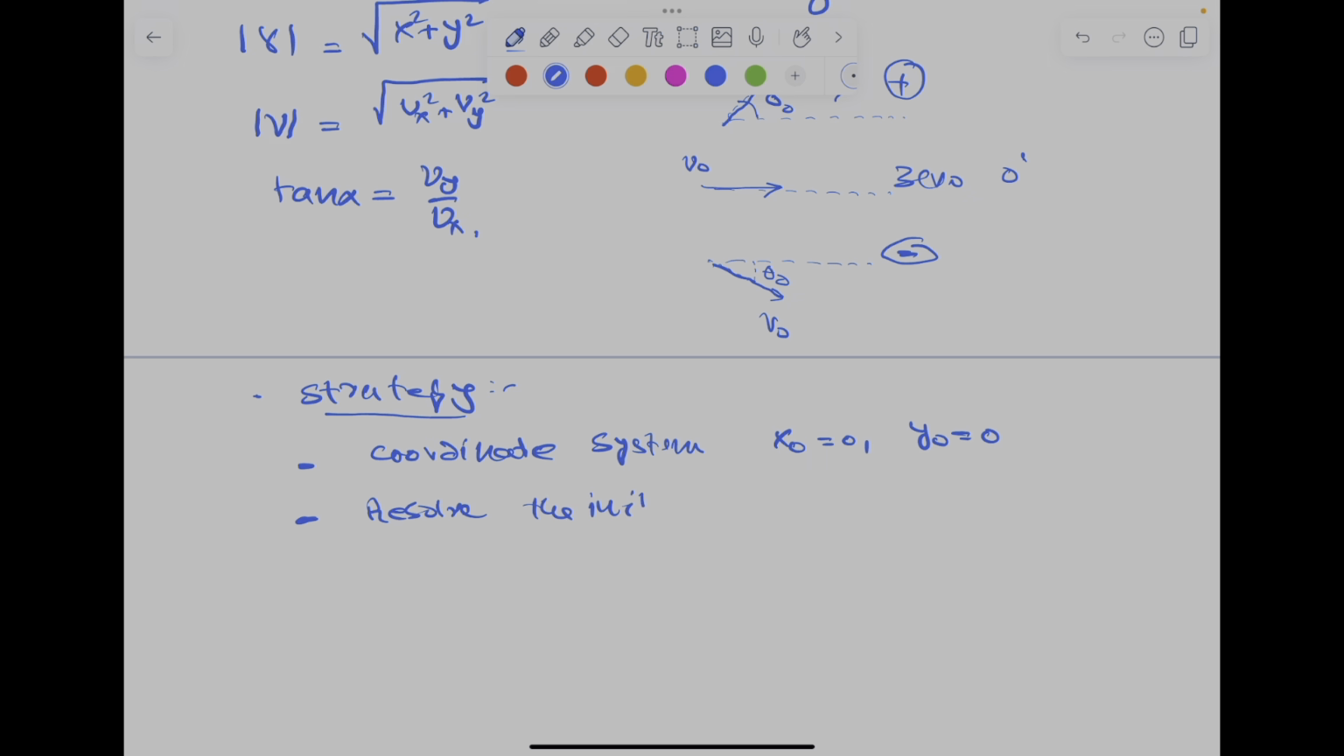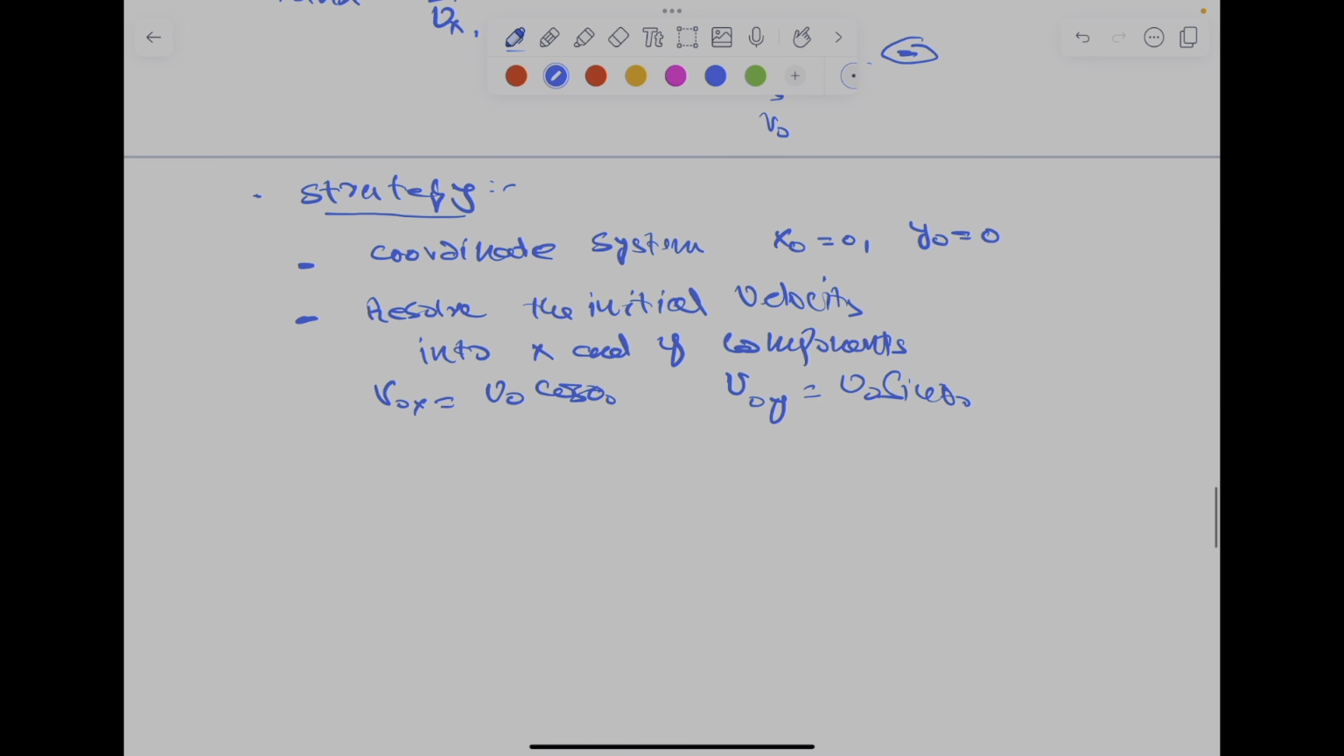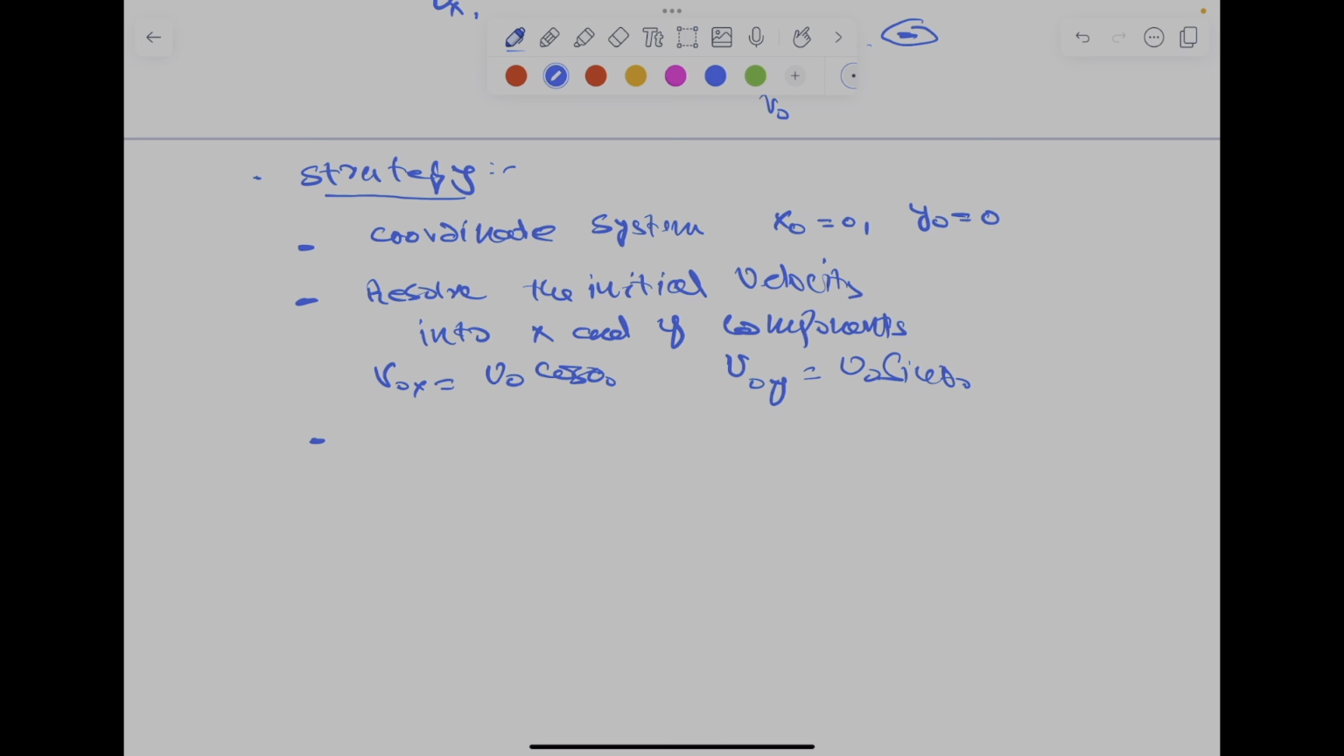Then the next step is to resolve the initial velocity into x and y components. So what's your x component? v naught of x is v naught cos of theta naught, v naught of y is v naught sine of theta naught. This is your initial velocity components.